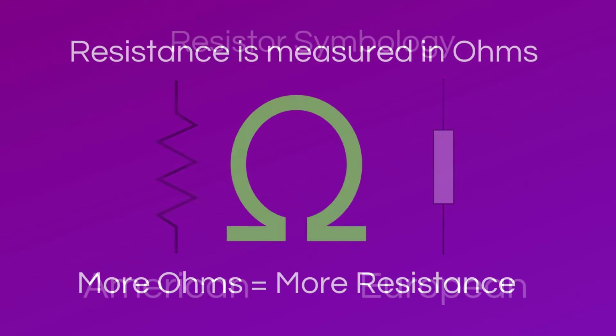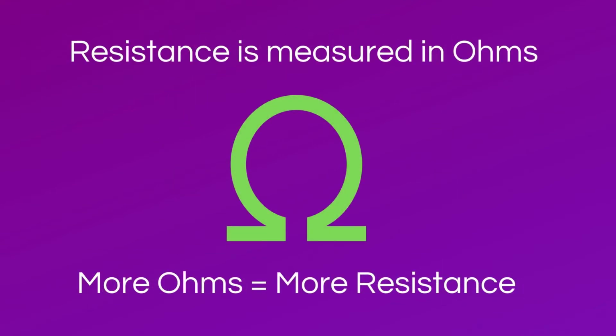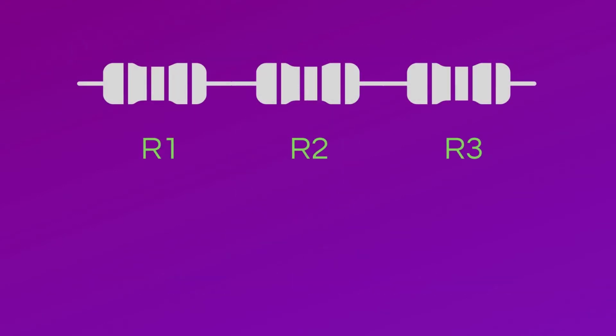Resistance is measured in ohms, and the more ohms a resistor has, the more resistance it has. Circuits can also use multiple resistors to increase or decrease the overall resistance based on their configuration. The two main resistor configurations are series and parallel. Resistors in series are additive, but perhaps this can be better explained by an example.